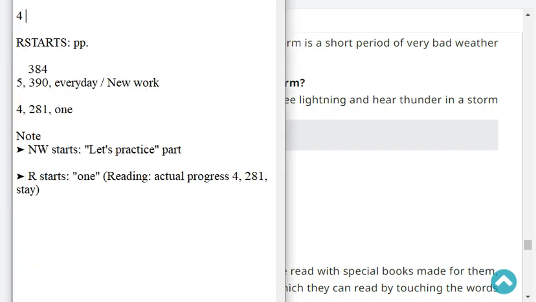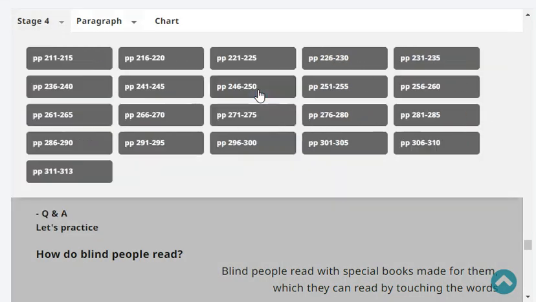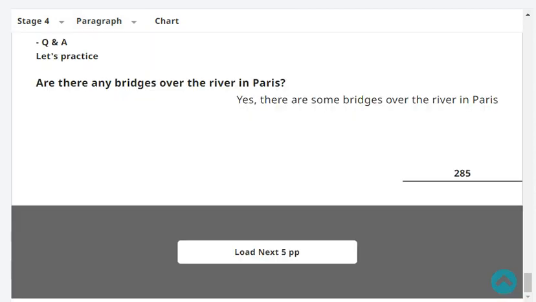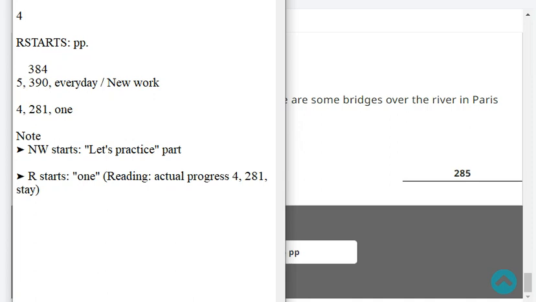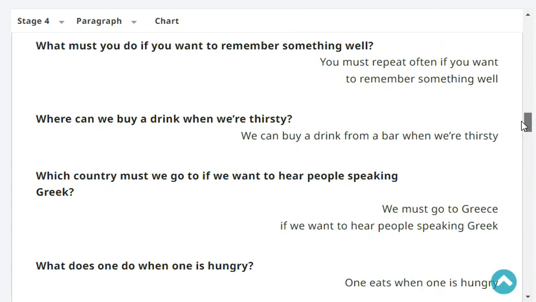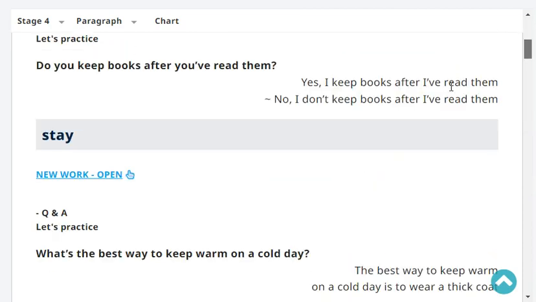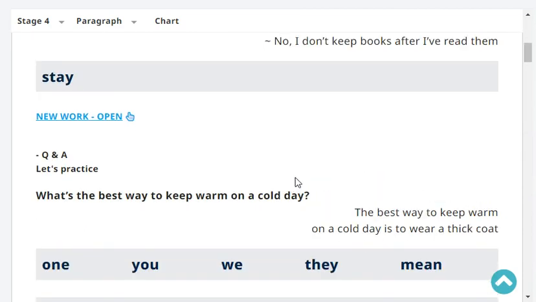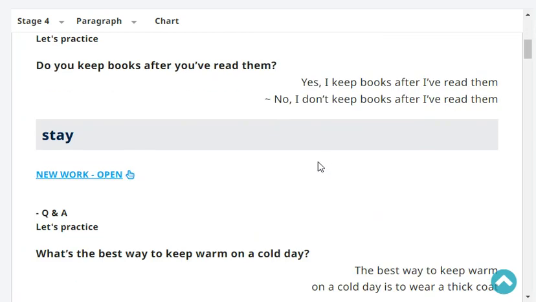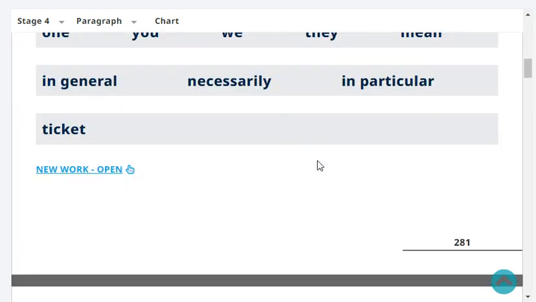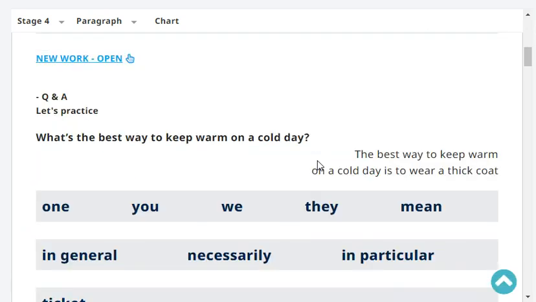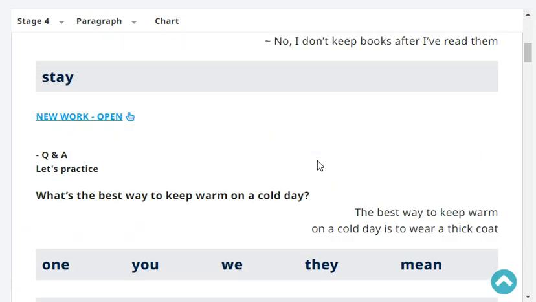Okay, so now let's move on to reading. Our reading is at stage 4, page 281. And our last head word was one. Okay, so let's start with stay. What's the best way to keep warm on a cold day? Oh, that's the end. So start with one at the bottom.